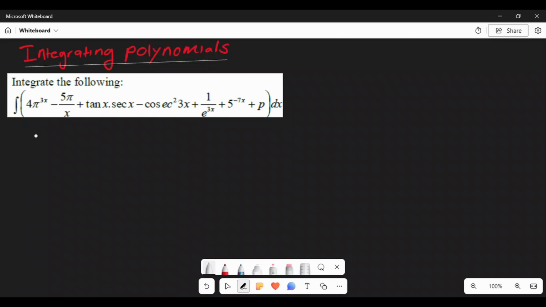Today in this video we'll be integrating the following polynomial that you see here. This is one of the longest polynomials that I will be doing. So before I start doing this one, I would like to say to you guys, pause this video and try to get the answer, and let's see if your answer is gonna be the same as the one that I'm gonna get at the end of this video.